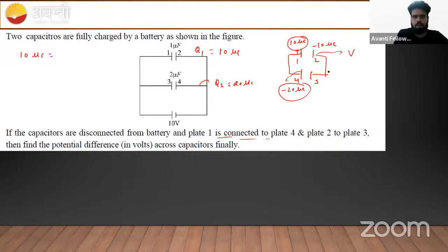And that can be written as C. The capacitance of this capacitor is 1, so 1 into V. The capacitance of this capacitor is 2, that is 2 into V. What is the potential? The capacitance is also in microfarad. So we can say that this value will become 10 by 3. So here, what is the answer? 3.33 is the right answer.